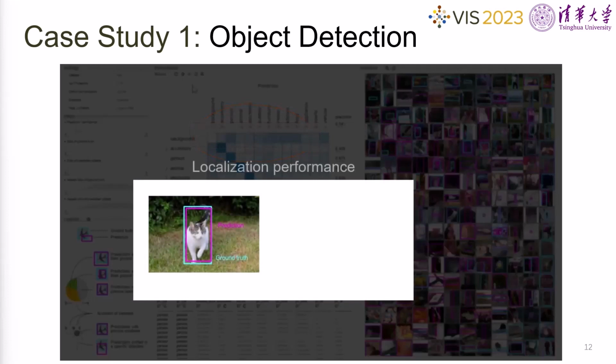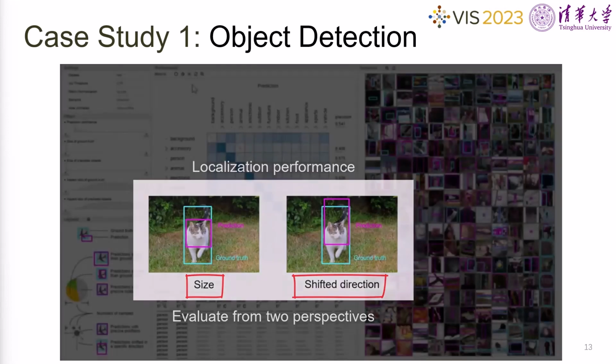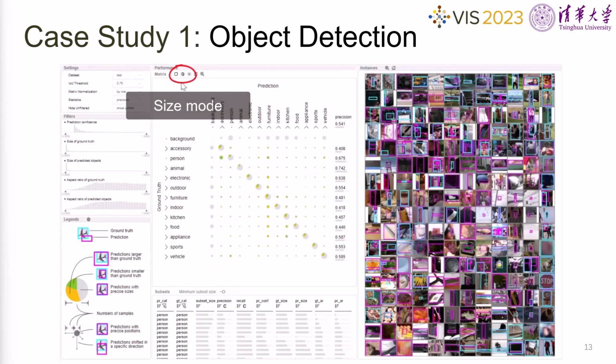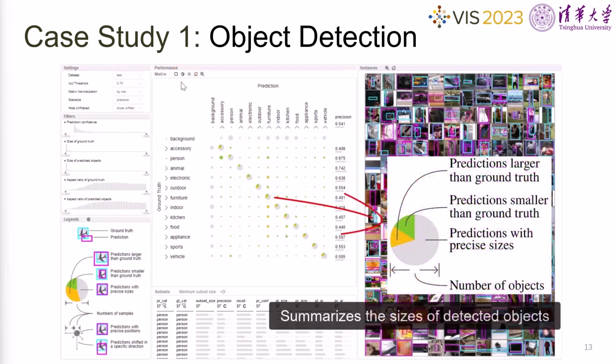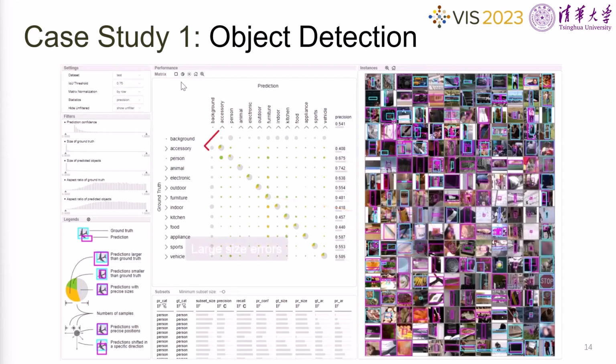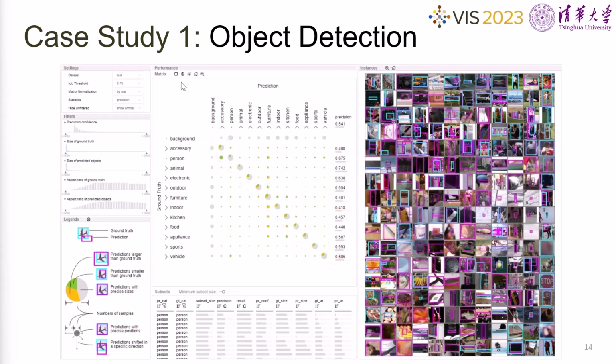As the localization performance concerns both the sizes and the shifting directions of the detected objects, the expert decides to evaluate the model from these two perspectives. Switch to the size mode. The pie chart in each cell summarizes the sizes of detected objects. Large green and yellow sectors indicate large errors in sizes. All the large pie charts with large size errors are on the diagonal of the matrix.